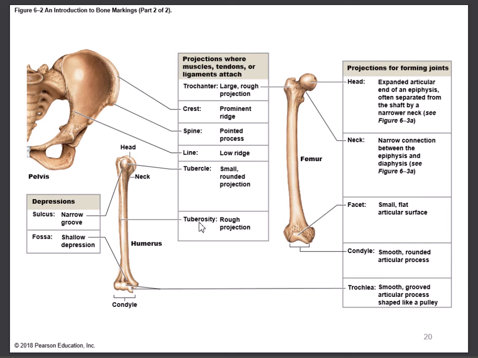Compared to a tuberosity, usually a tuberosity is a little bit of a rougher projection. Sometimes students will use these interchangeably. It's sometimes hard to differentiate, but typically a tubercle is small and rounded, and usually to me it's smoother, and a tuberosity is just a rough projection. Right? So if we went to the middle of the diaphysis of the humerus, there's a rough projection out over here called the deltoid tuberosity.